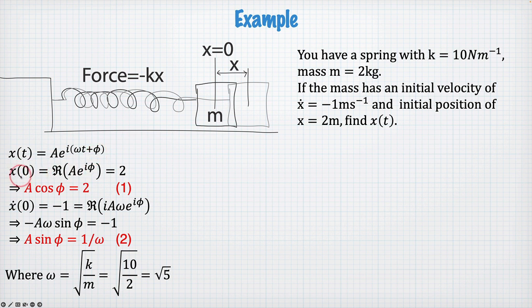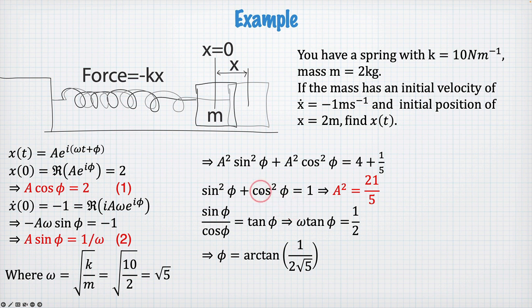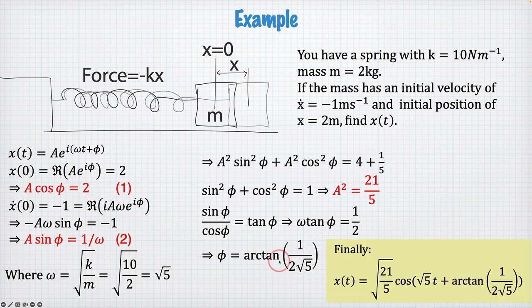So we substitute in the initial position, which gives us that the real part of this function, a e to the i phi, must be equal to 2, which means a cosine phi is equal to 2. Similar sort of thing with the initial velocity. We get that a sine phi must be equal to 1 on omega. We already know the value of omega, and by summing the square of these two, we can get that a squared is equal to 21 on 5. We can get the phase by dividing these two by each other, and what we end up with then is the same solution.